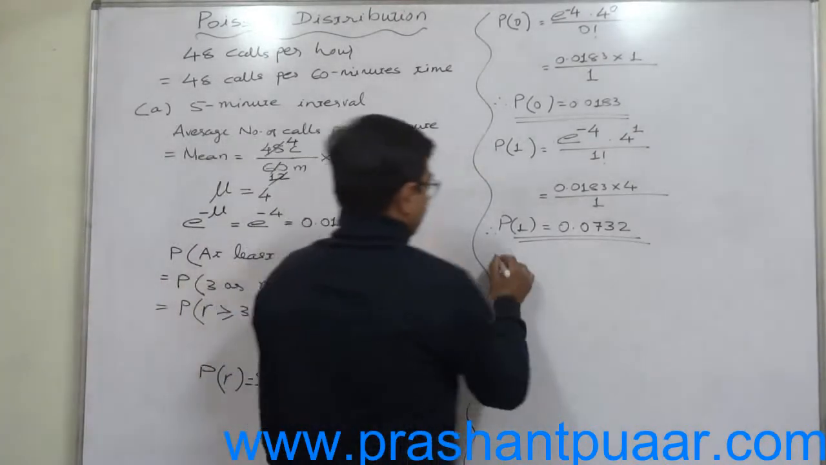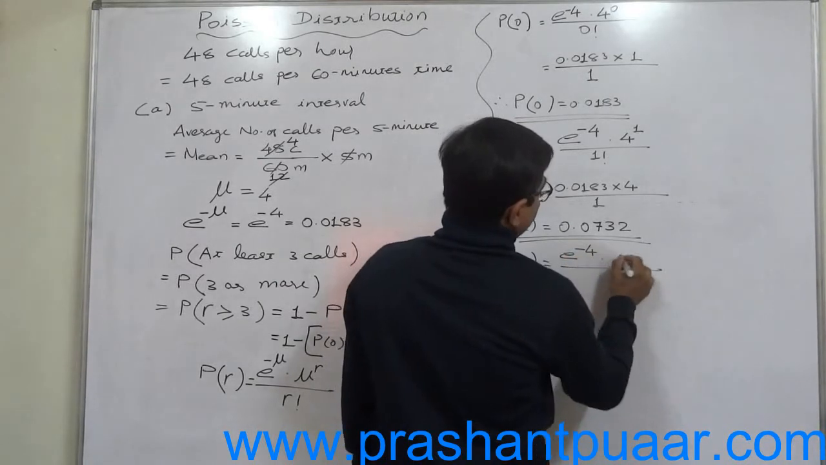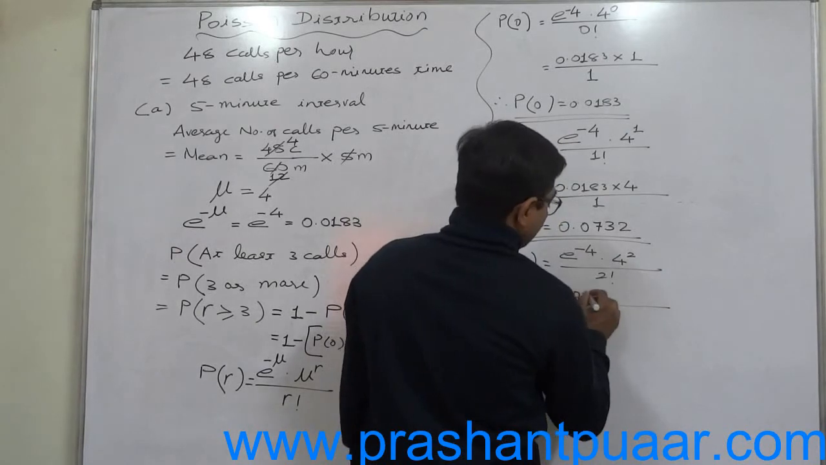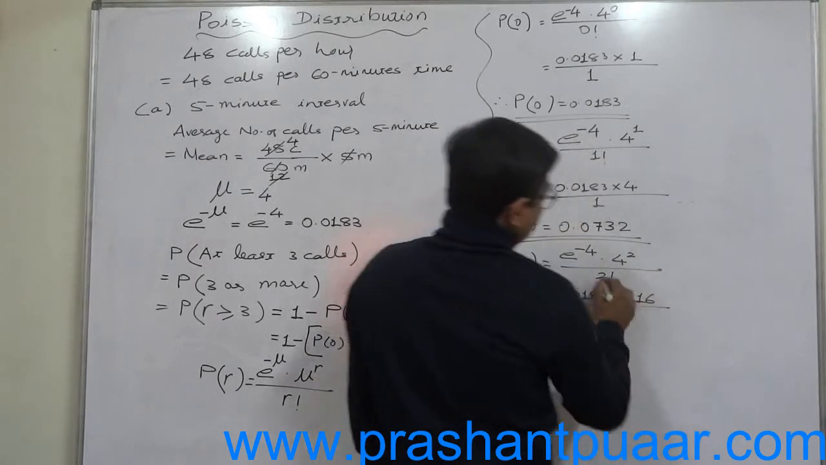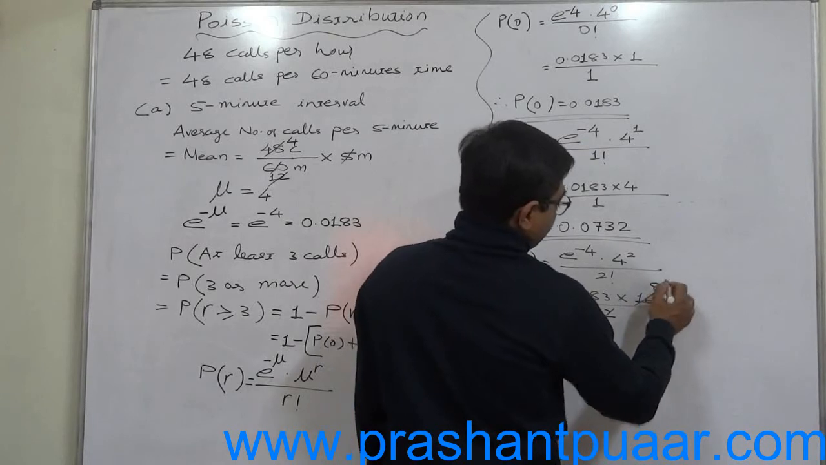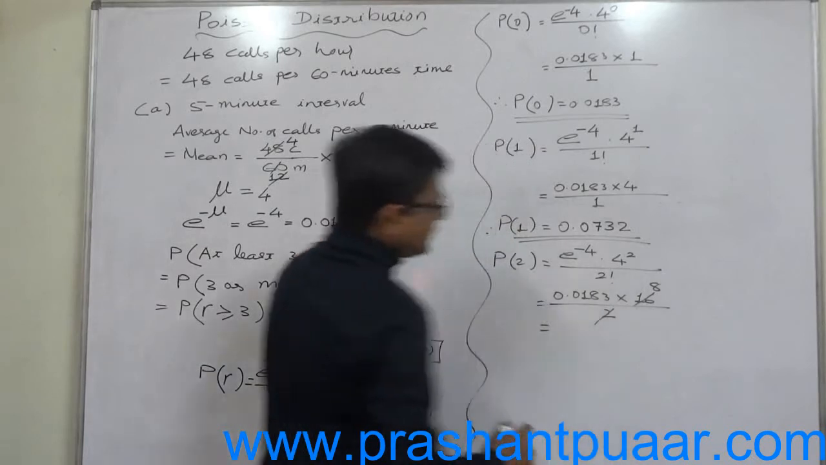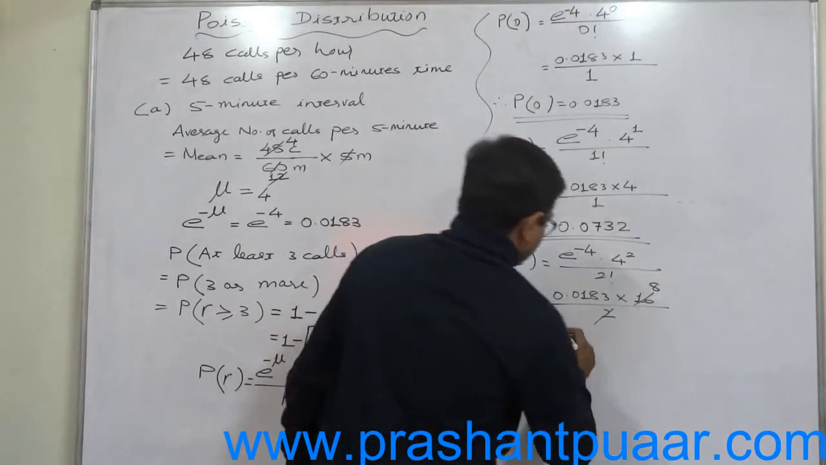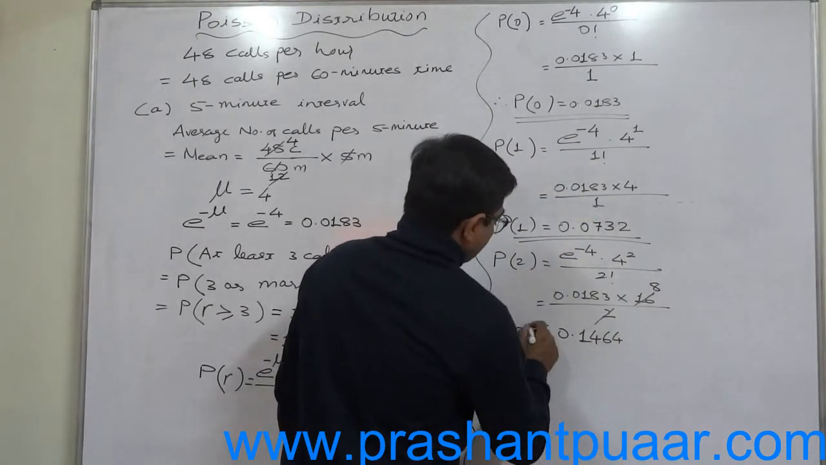Now P of 2. So P of 2 equals e raised to minus 4 into 4 raised to 2 upon 2 factorial. That means 0.0183 into 4 raised to 2 means 16, 2 factorial means 2 into 1, 2. 2 remains 2, but cancellation of 2 and 16 gives 8. So ultimately 0.0183 into 8. This is double of this amount. It is 0.1464, that is P of 2.